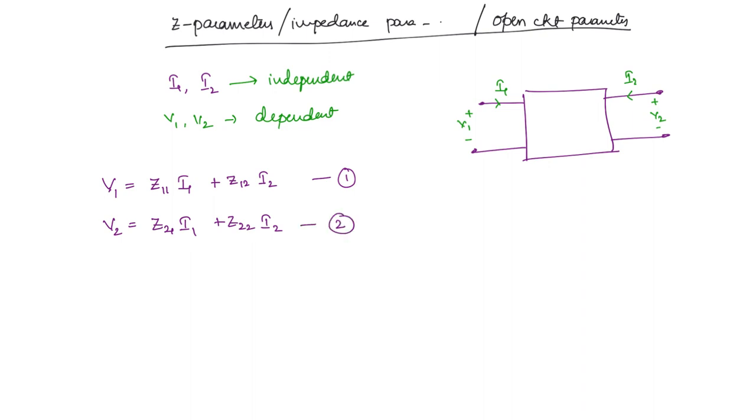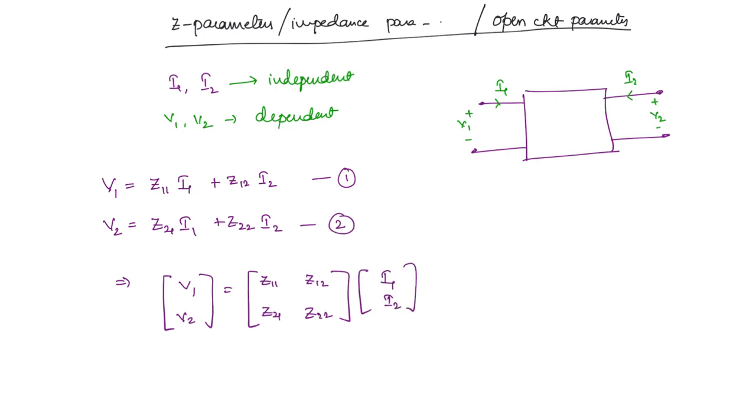If you write in the matrix form, then what are you going to get? V1, V2 is equal to, this is the voltage matrix. Next you have Z11, Z12, Z21, Z22, and the current matrix you can write as I1 and I2. Okay. So now if you multiply this, what will be the first element here? Z11 I1 plus Z12 I2. This is equal to V1. V2 is equal to second row now, Z21 I1 plus Z22 I2. Okay. So this is the matrix representation, and this matrix is called the Z parameter matrix.